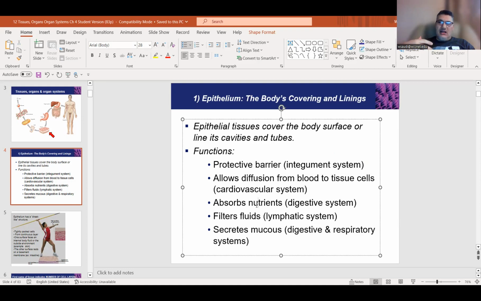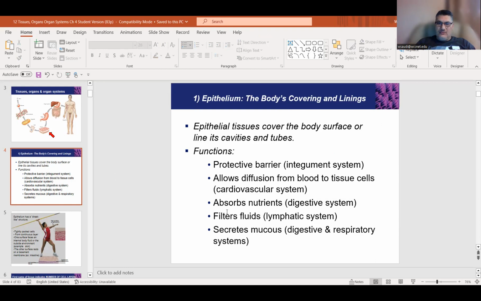And these, like monosaccharides, glucose, and amino acids and stuff, should cross the lumen of the intestine and cross the epithelial cells, in this case, to go to the blood. We call that absorption. This is epithelial tissues.